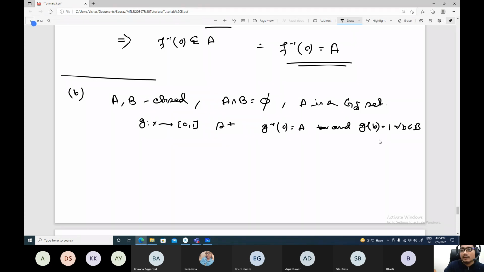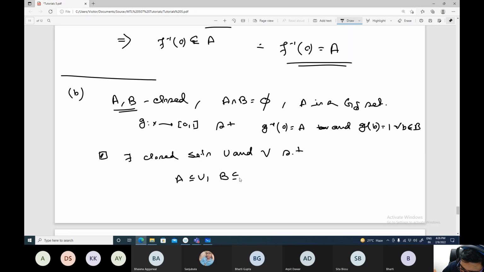Means there can be some other points in X, or there can be some other points outside of B whose image is 1 under the map g. Okay. So what we will do is that you first separate these two closed sets in terms of open sets. Means there exist open sets U and V such that A subset of U, B subset of V, and U intersection V is empty. Okay, this is the first argument you do.